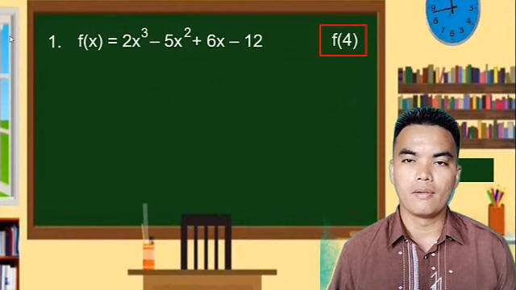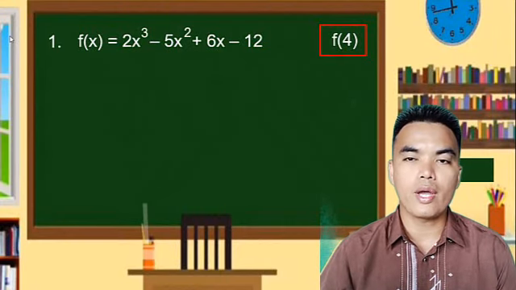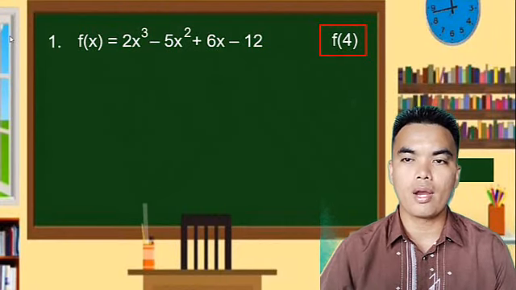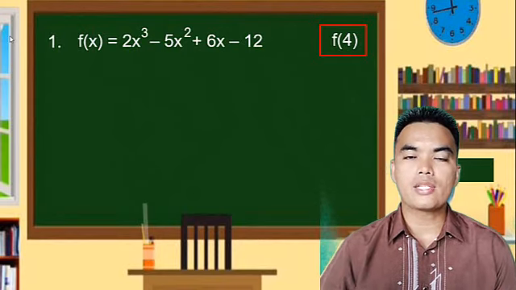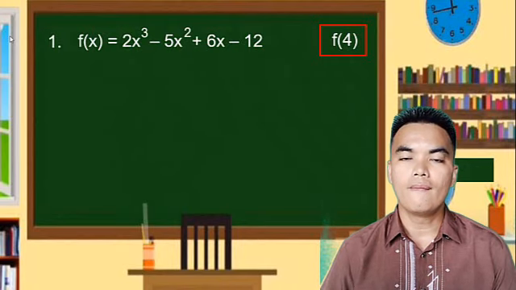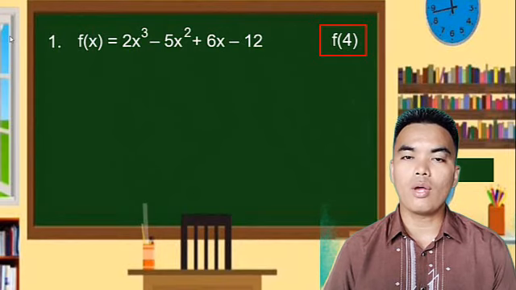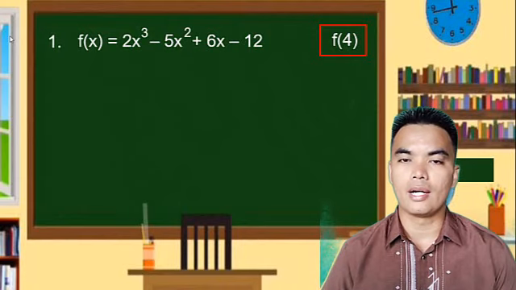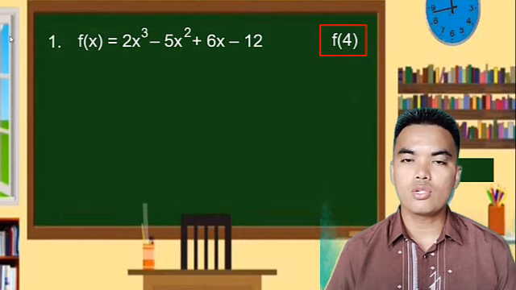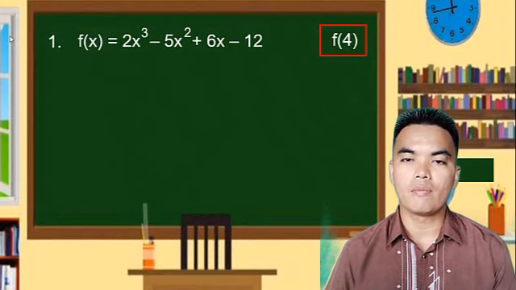Let us have an example. f of x is equal to 2x cubed minus 5x squared plus 6x minus 12. Now we will find out if x minus 4 is a factor of this given polynomial. x minus 4 is equivalent to x equal to 4, so we need f of 4. To know if there is a remainder, we will substitute the value of 4 into the given polynomial.